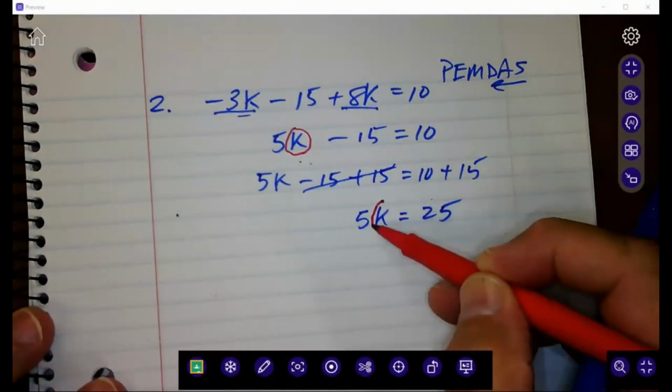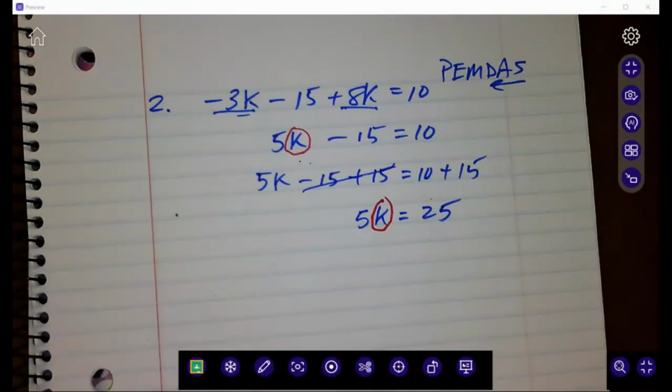Again, we focus on the variable because we want one variable term and we want the variable by itself. I want this down at the bottom to say 1k or k equals something. Okay. So let's see. How about Mr. Brown? Mr. Brown, what am I going to do to both sides now?